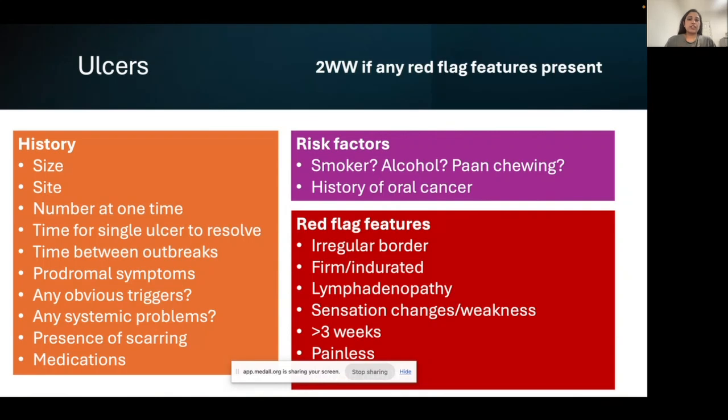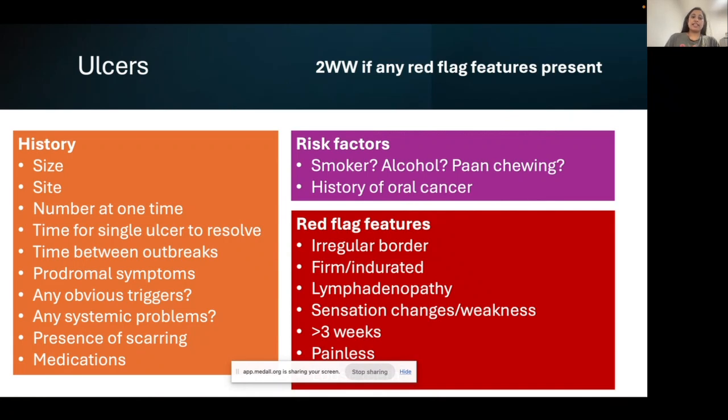So we're going to go through ulcers, and I'm sure all of us have had an oral ulcer at some point, and we know how painful they are. But normally we don't really seek medical attention for them. So we're going to go through reasons people might present to the GP. And often with ulcers, people do go to the GP and not to a dentist. So it's really important that you know what you're looking out for.